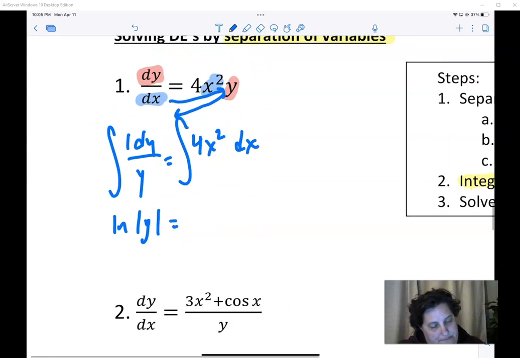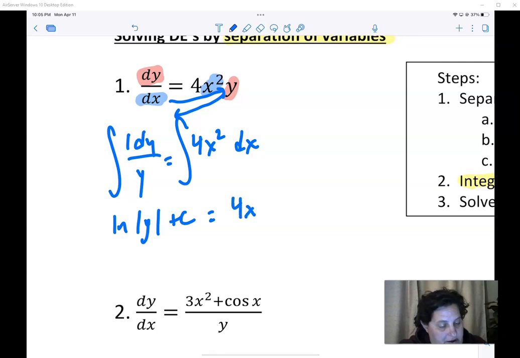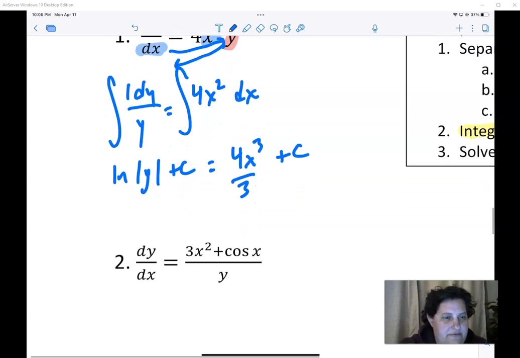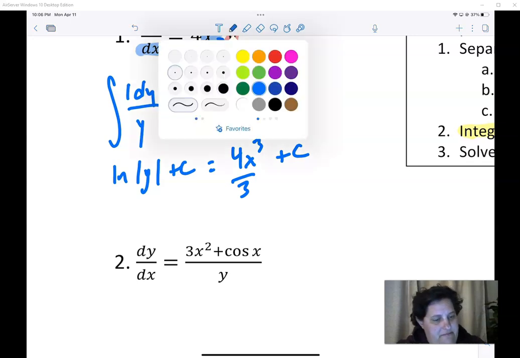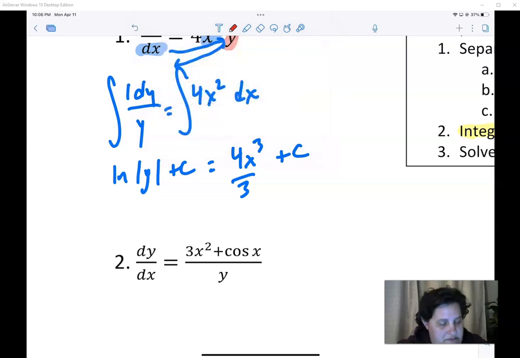Then we go to the other side. Oh, sorry, hold on. Plus c. Then we go to the other side, and the integral of 4x squared is 4x to the third over 3 plus c. Now, you guys, first of all, are these two plus c's the same thing? They're not, right? They don't have to be the same letter or the same constant. So maybe I could call it C1 and C2.